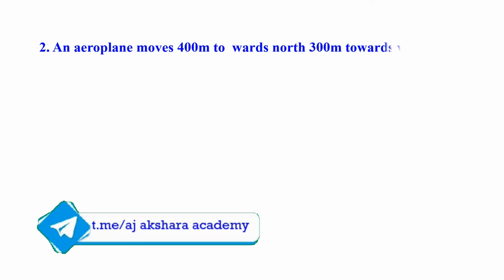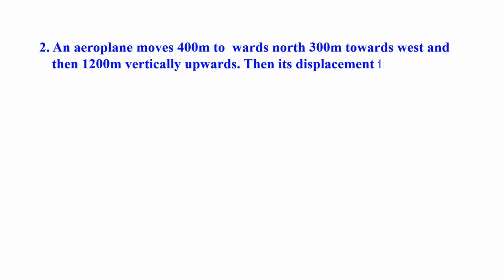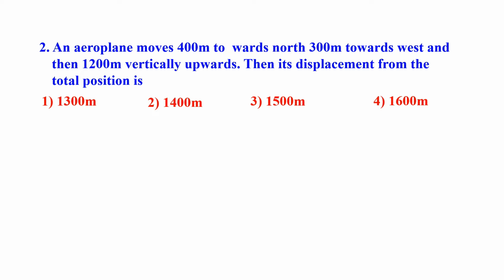Okay. Next one, an aeroplane moves 400 meters towards north, 300 meters towards west and 1200 meters vertically upwards. Then its displacement from the initial position is. We have to calculate the displacement. The options are 1300 meters, 1400 meters, 1500 meters, 1600 meters. Let us go to the solution.